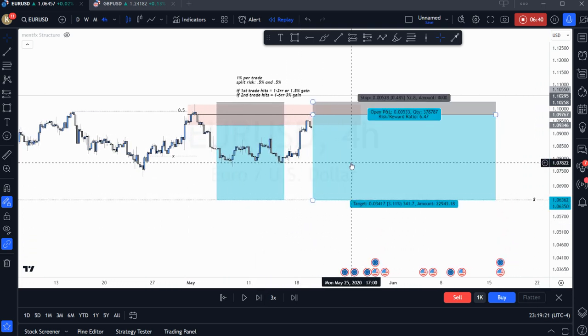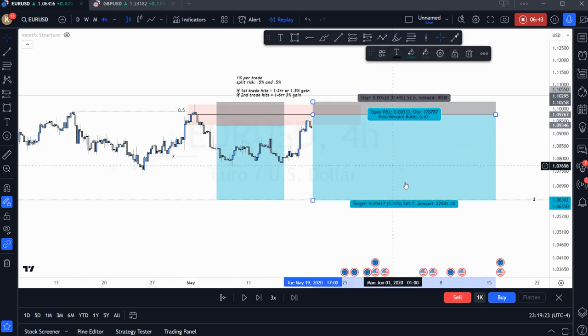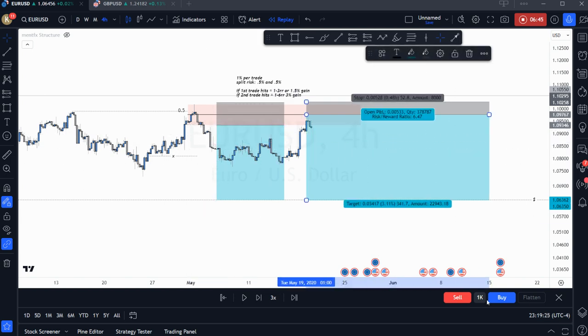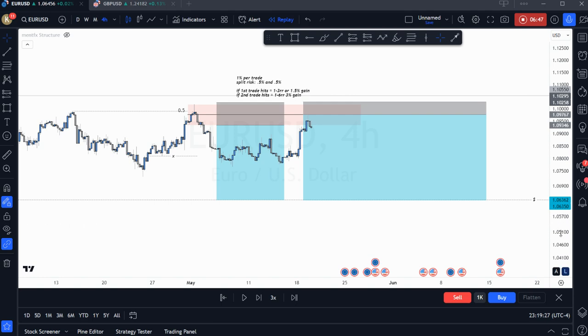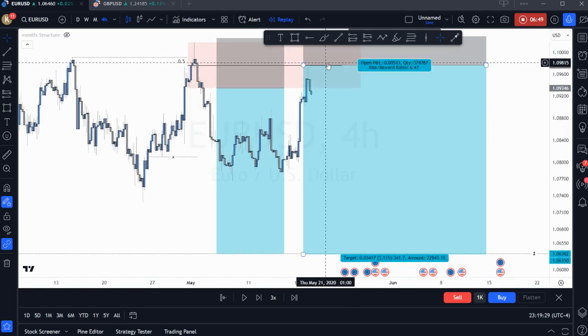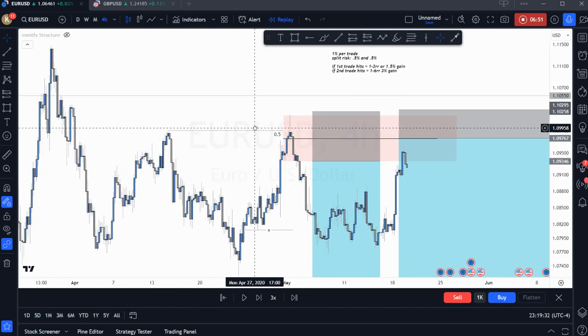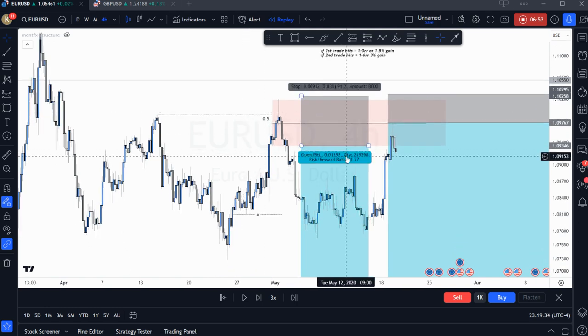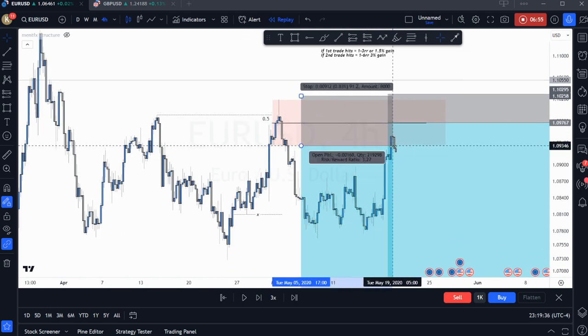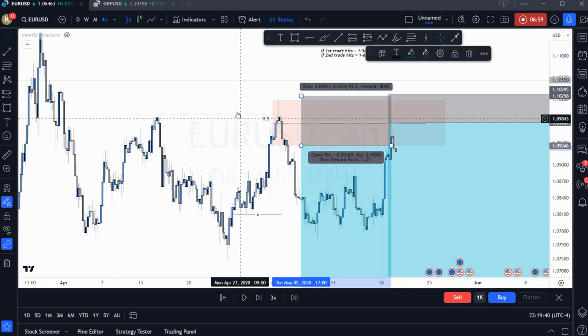Okay. So first trade gets hit. I'll move this over just to the left. Did it? Oh, whatever. This one got hit. So I'll put this one in right here. It should have a line in it. You'll see. So this one got hit.